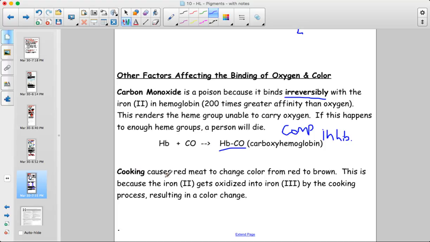Last thing is that cooking, you may have noticed, causes changes in color, as does leaving meat out. And that's because the iron 2 can get oxidized to iron 3 when you cook it or when you leave it out and expose it to oxygen. And so the cooking causes the color change from red to brown of that meat. And that has to do with how that metal ion is changing oxidation states, which changes the energy wavelengths that it absorbs from the visible light. And so that is the topic of porphyrins, looking at cytochromes, chlorophyll, and especially at the functioning of hemoglobin.